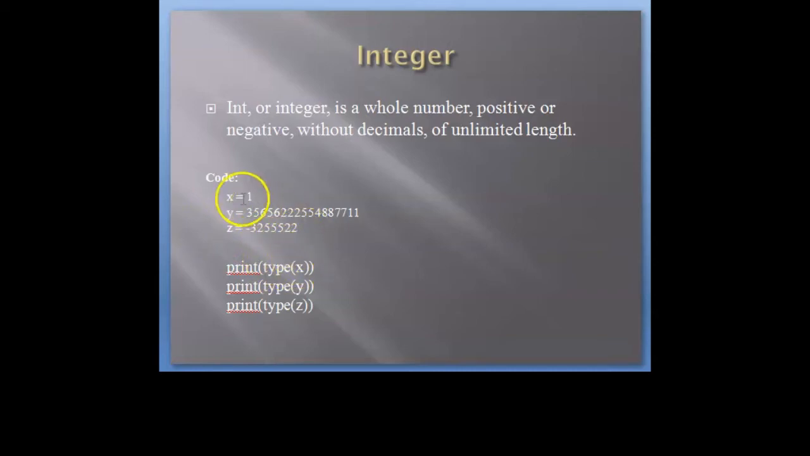So if we want to check the type in Python, we have x equal to 1. Here x is a variable and its value is 1. This variable x is holding the value 1. Here variable y is holding this value, and here z is holding this value.